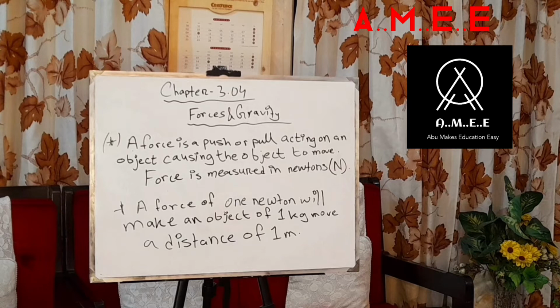The second line you are seeing with the star mark is the application of the definition. The application of the definition is that a force of 1 Newton will make an object of 1 kilogram move a distance of 1 meter.